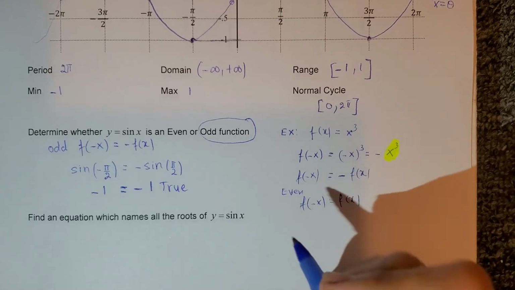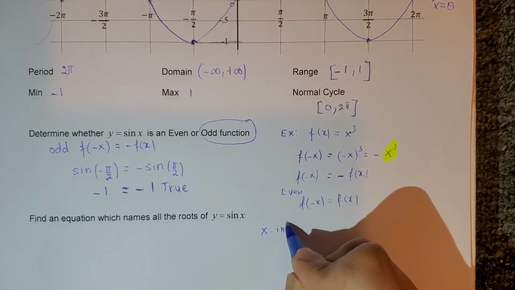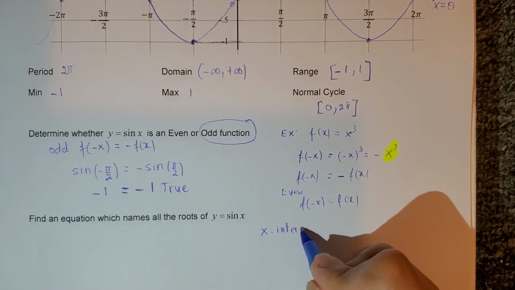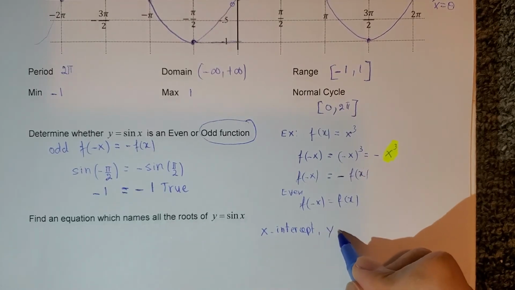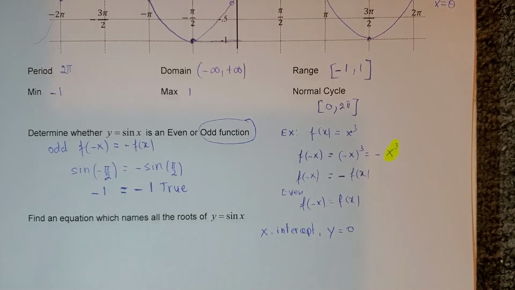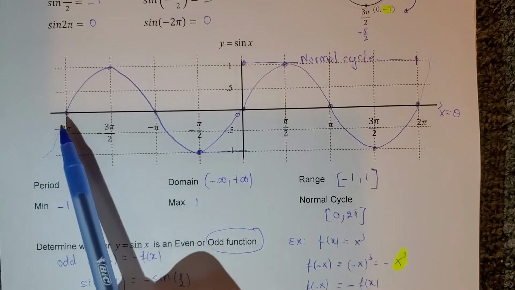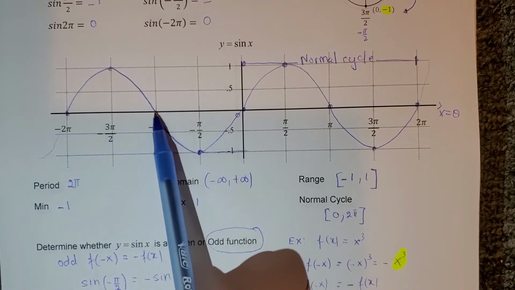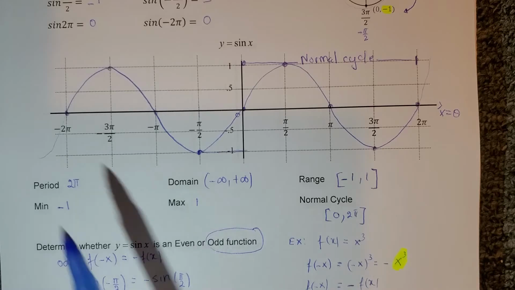So how do you find the x-intercept? In order to find the x-intercept, you need to let y equal 0. That's the same thing as finding all the roots, which means finding all the x-intercepts. If you look at the graph here, we're looking for this point, this point, this point, this point, this point. Those are all the x-intercepts because they intercept at the x-axis.